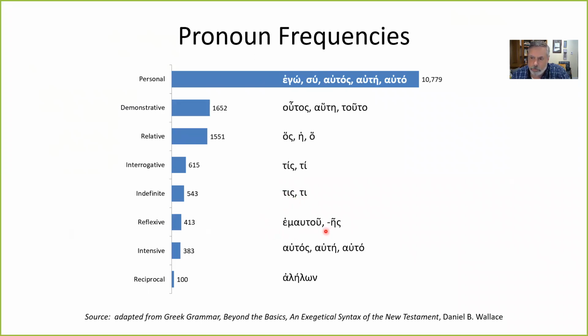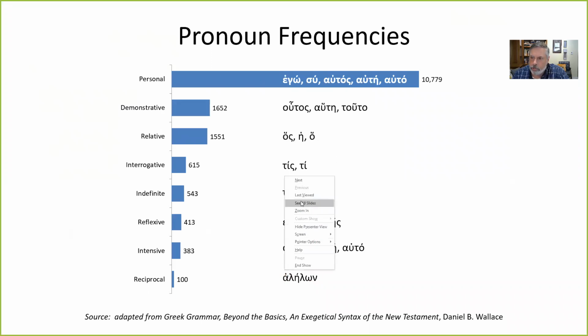Reflexive, one of the vocabulary words, heautou, meaning himself, herself, itself. Intensive, which we'll actually get to in chapter 12 today, is the exact same thing as our third person personal pronouns, autos, aute, auto. And that, of course, can also function as an intensifier, which we'll touch on in a moment. And then reciprocal, allelon, one of our vocabulary words, meaning one another. Notice the genitive, omega nu, and the plural, so it's one another.